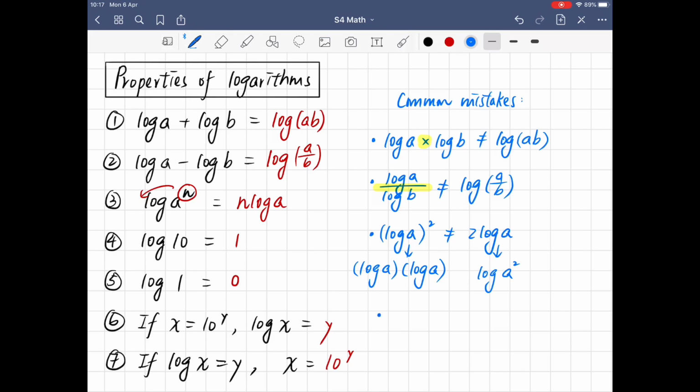And finally, log A to the power 2 over log A. Okay, so for this one, we cannot just simply cancel out the log, or we cannot just simply cancel out the A. In this kind of question, we have to first put the 2 in front of the log so that we have 2 log A over log A. In this case, log A and log A can be cancelled out together. And finally, the result will be 2.